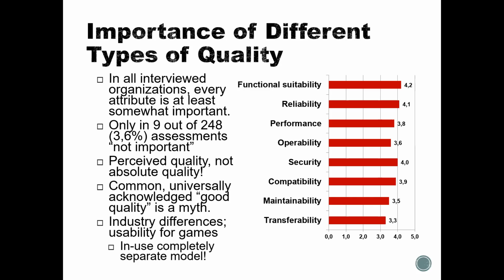Basically we can say it is universally acknowledged that getting good quality is a myth. It totally depends, because these are different factors, and it is very, very difficult to provide these characteristics to the product once the product is delivered. And it is very difficult to deliver or to support these 8 functionalities.